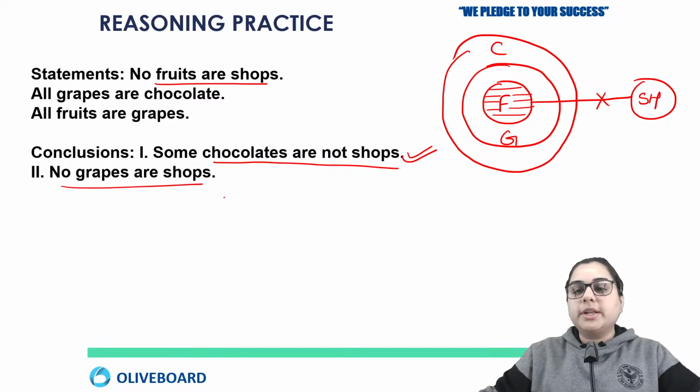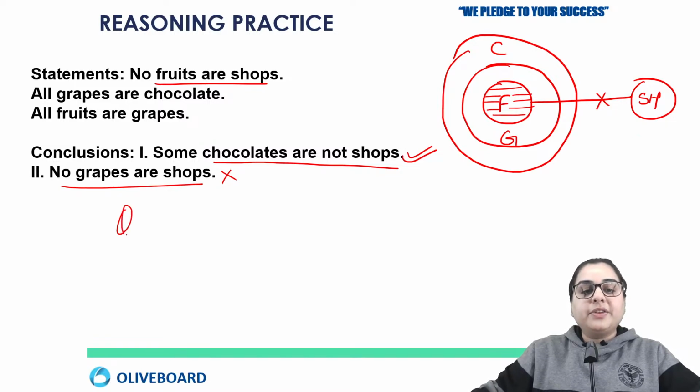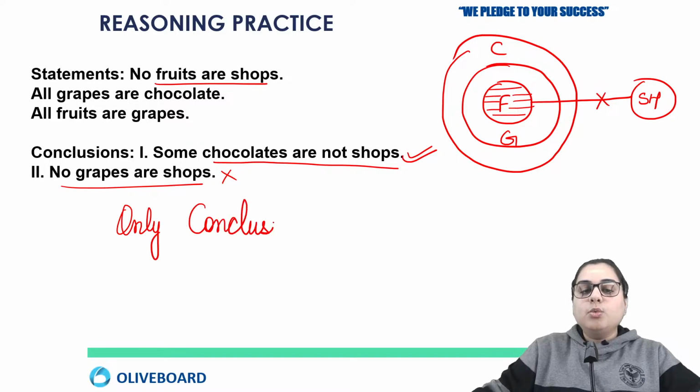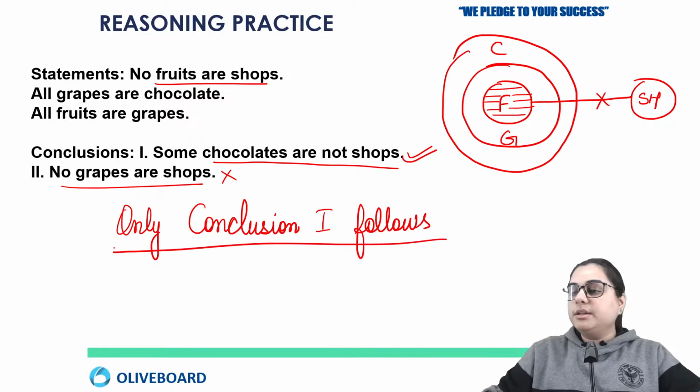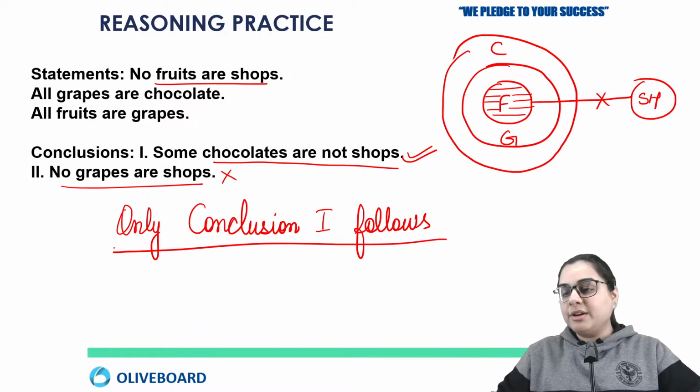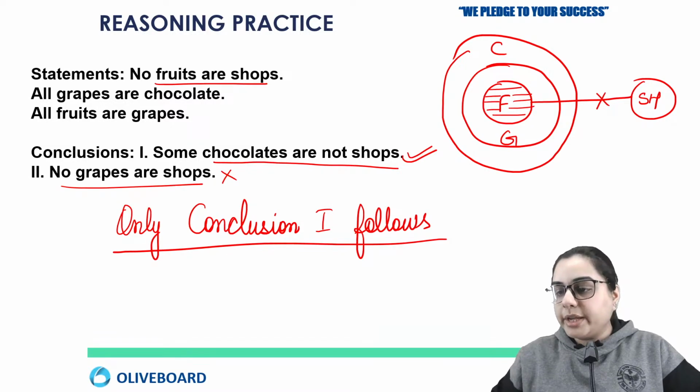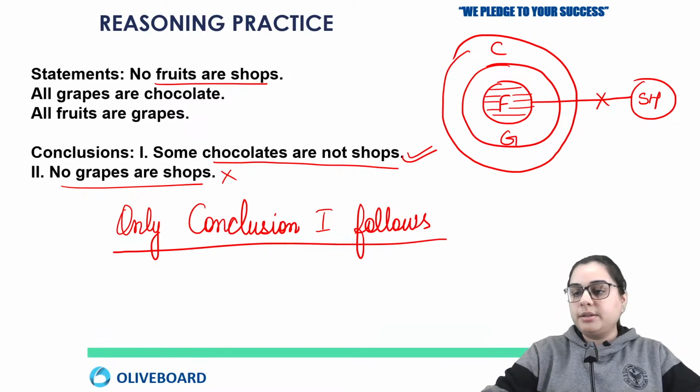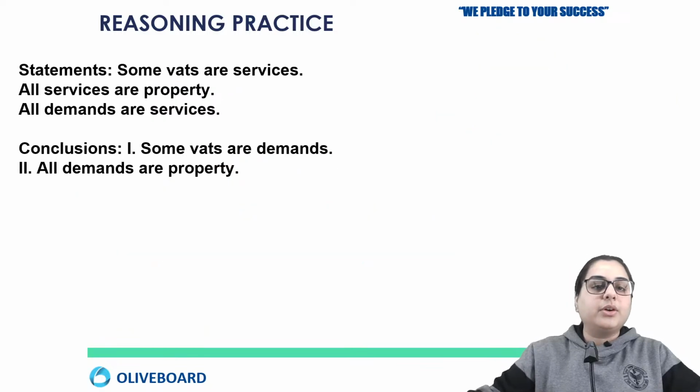The second one is no grapes are shops. Between grapes and shops we can see that there is a doubtful relation, and hence the second one is wrong, and the final answer will be only conclusion 1 follows. So Eva, you are correct, and Vegi, Kavya, you are also correct that only 1 follows.